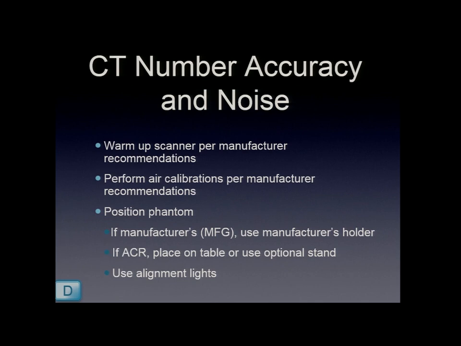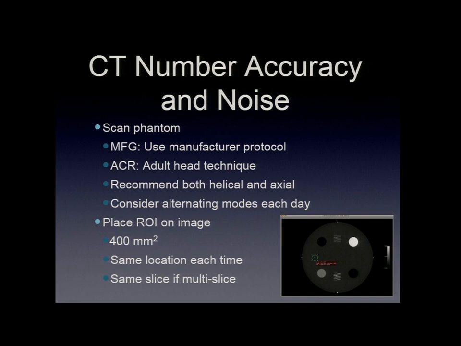And then use the alignment lights to make sure that you're properly positioned, because as I said, if you're angled and such, it can induce artifacts into the image that you get. So you scan the phantom and use the protocols that they recommend for the manufacturer. For the ACR, you use adult head or adult body, but whatever you use, you need to use the same protocol. And then, like I said, we recommend that we do both helical and axial scans, and instead of doing both every day, you can alternate it. And place the region of interest and get the water number.